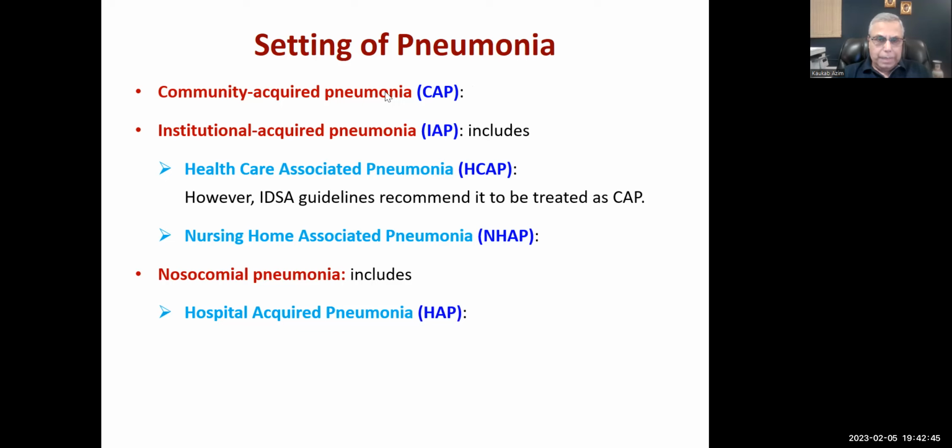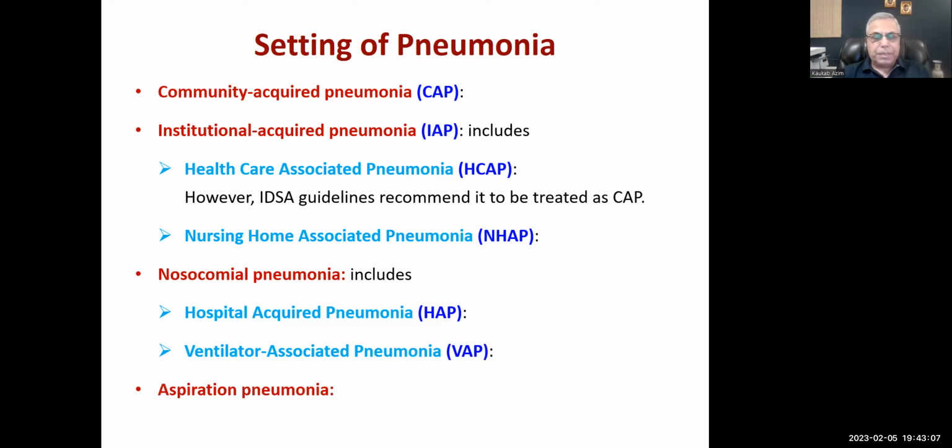The problem is, or why am I showing you these different types of settings? Because the organisms are different in these different types of settings, and the severity of pneumonia is also different. Obviously, it's going to be more severe when it is acquired inside the hospital. Then we have got ventilator associated pneumonia and aspiration pneumonia. Obviously, you know what a ventilator is, and aspiration means something going from the GIT into the trachea and into the lungs, okay?